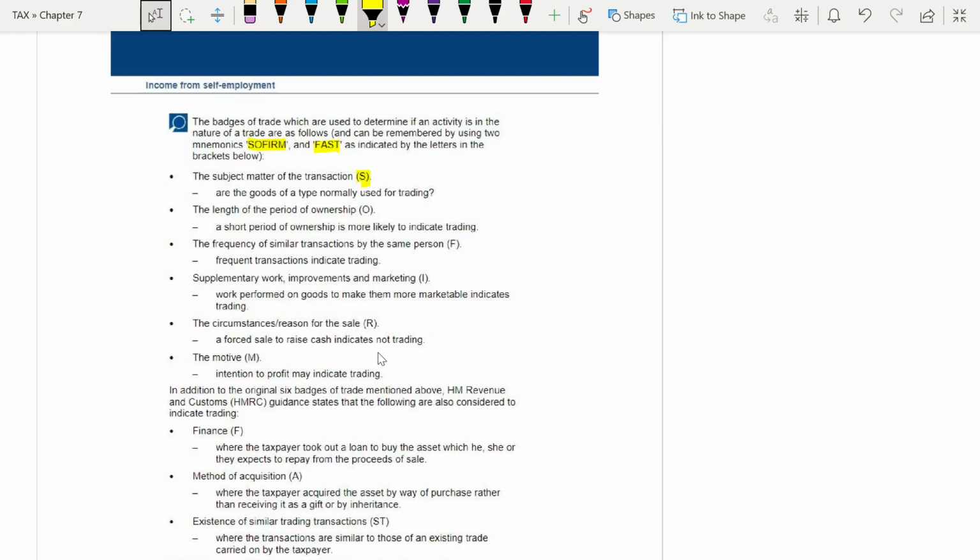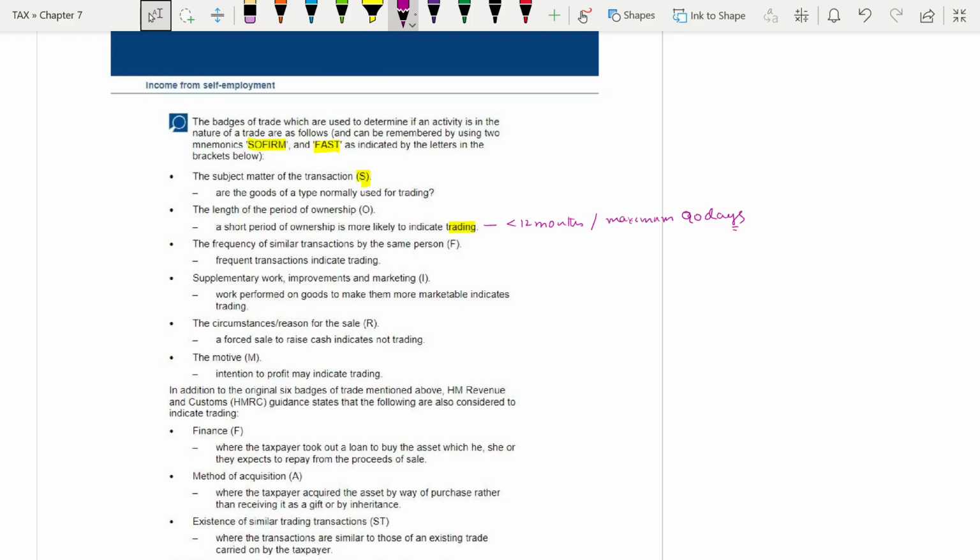Subject matter of transaction: are the goods of a type normally used for trading? Means it is a normal trading business. The length of ownership: a short period of ownership is more likely to indicate trading. See, what is trading? Trading is only for less than 12 months, and specifically it will be a maximum of 390 days. That is the length for which you are holding the asset. You are holding the stock for a very short period, and then only it will be trading. If it is more than 1 year, it is not trading as such.